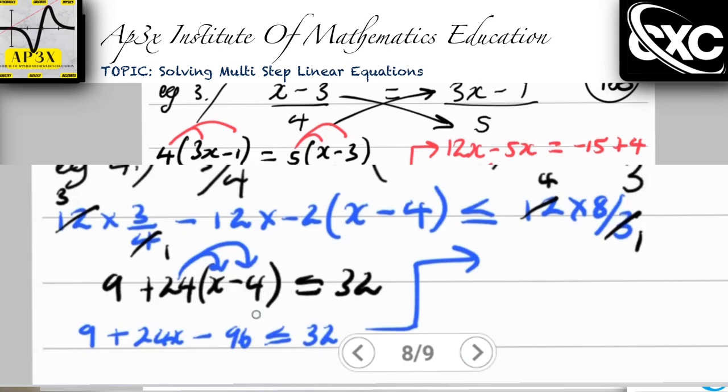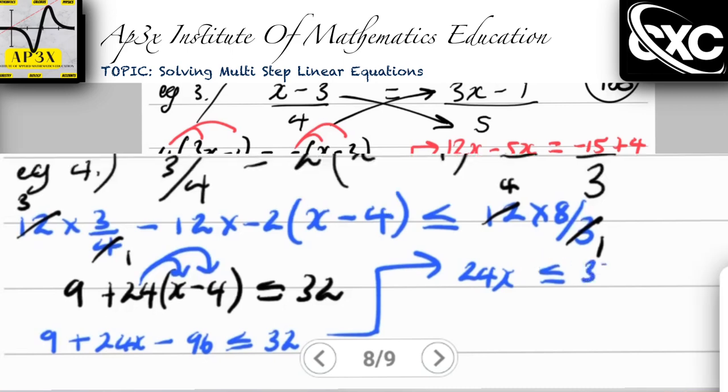So now the aim here is to get x's on one side. There's only one x that we're dealing with here. So we're going to leave the 24x on the left, no need to interfere with it. The 32 is already on the right, so we're going to transpose the negative 96, we get plus 96, and we're going to transpose the positive 9 to the right side, we get minus 9.